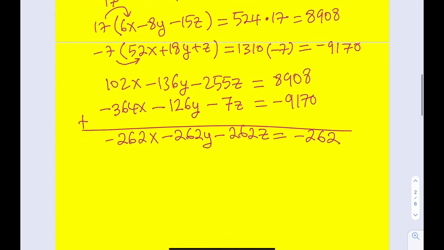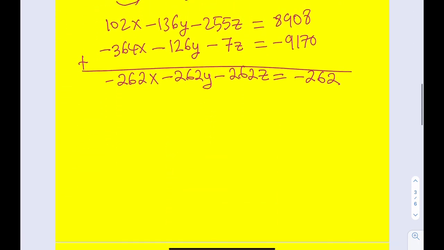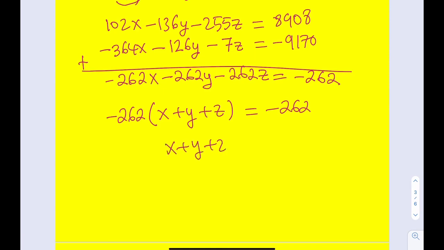Okay, so the rest is actually fairly easy at this point, and we're looking for x plus y plus z, so all we have to do is take out the negative 262 and then factor x plus y plus z. That should equal negative 262. And if you divide both sides by negative 262, you will be getting x plus y plus z is equal to 1.